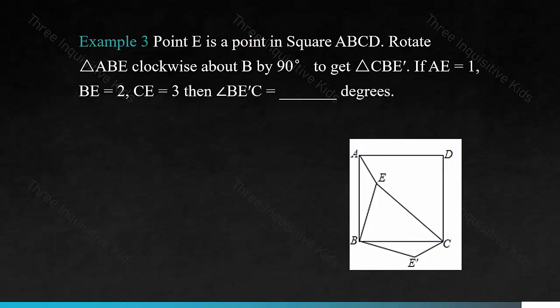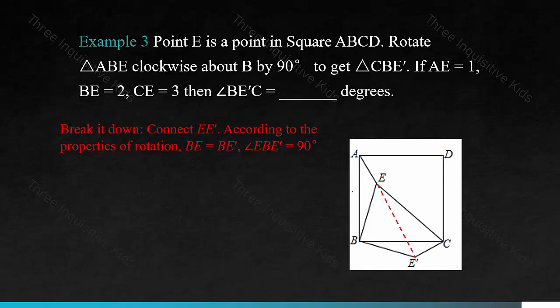Point E is a point in square ABCD. Rotate triangle ABE clockwise about B by 90 degrees to get triangle CBE prime. If AE equals 1, BE equals 2, CE equals 3, then angle BE prime C equals blank degrees.